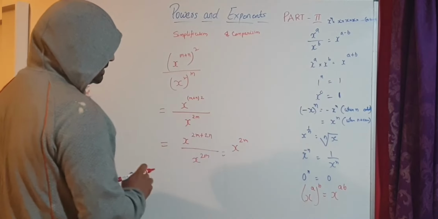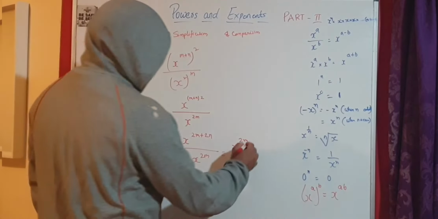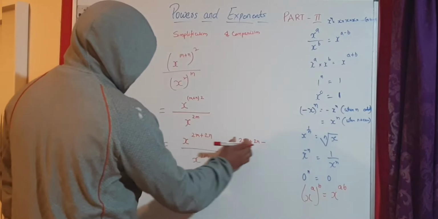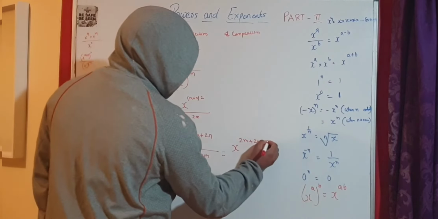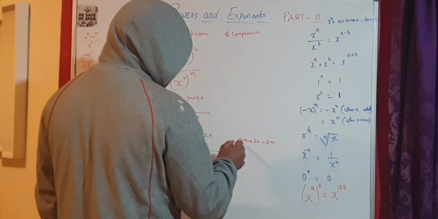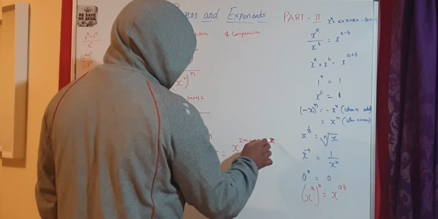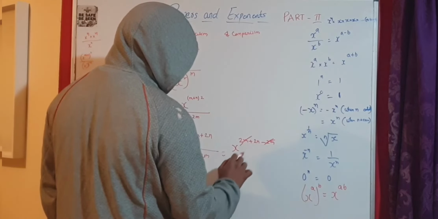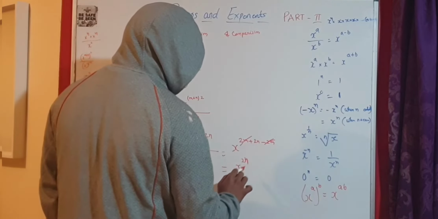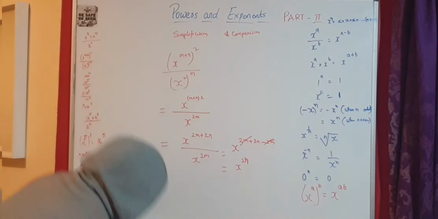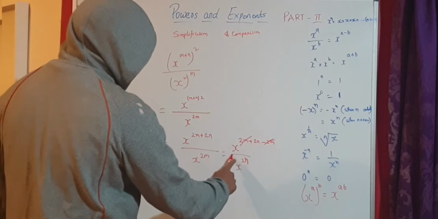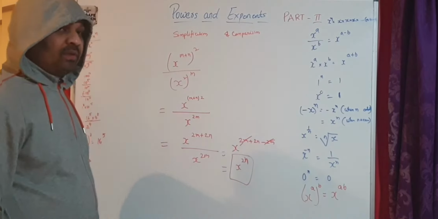The whole thing you can consider as a, and this thing you can consider as b. So in this case, x to the power of a minus b: the whole thing is a, and this part is b, 2m. Now here it is plus 2m and here it is minus 2m. You can cancel out these two and you are left with x to the power of 2n. So when you simplify this whole expression, you get an answer of x to the power of 2 to the power of n.